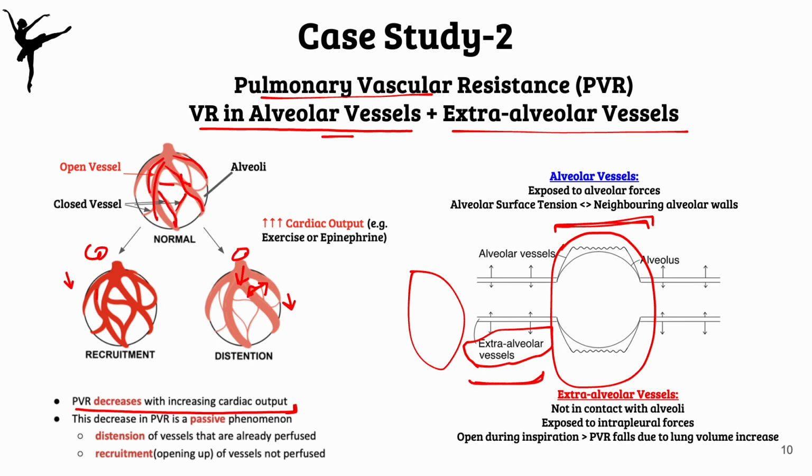So this is the main difference between the systemic and the pulmonary circulations. In systemic circulation, with an increase in cardiac output, your vascular resistance is also going to increase. However, in pulmonary circulation, with an increase in cardiac output, your pulmonary vascular resistance is going to decrease, right?